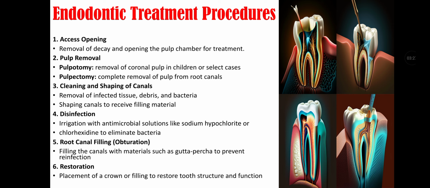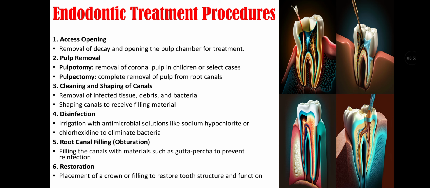Endodontic treatment procedures include several steps. First is access opening, that is removal of decay and opening the pulp chamber for treatment. Second endodontic treatment procedure step is pulp removal, that may be pulpotomy or pulpectomy. Pulpotomy is removal of coronal pulp in children or selected cases. Pulpectomy is complete removal of pulp from root canals.